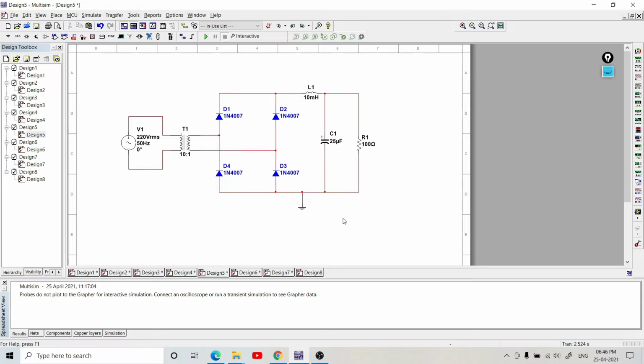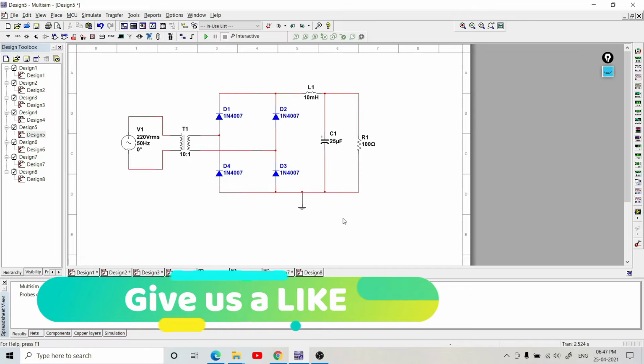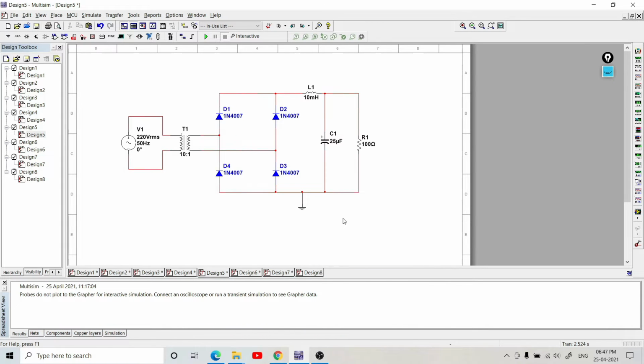Let me tell you generally what happens when we hear this word filter. Something comes to our mind like a water filter, which purifies water, or an air filter, which purifies air, right? So basically, this word filter means it removes something unwanted from a medium. For example, a water filter removes unwanted particles from water and gives us pure water. An air filter removes unwanted particles from air and gives us pure air, right?